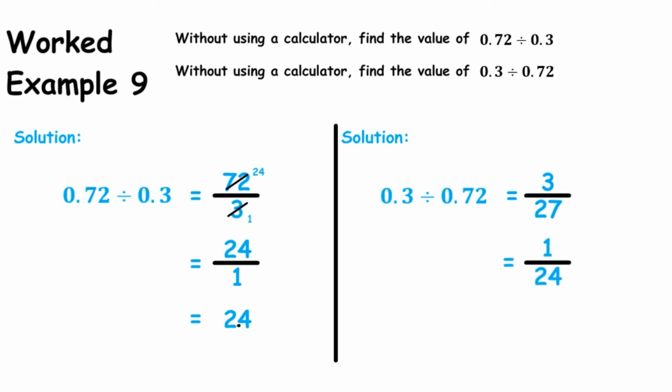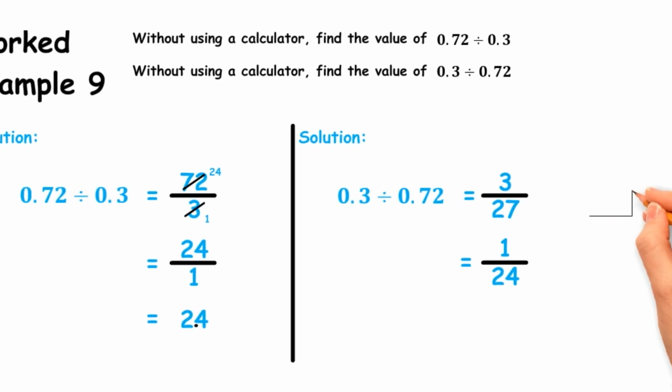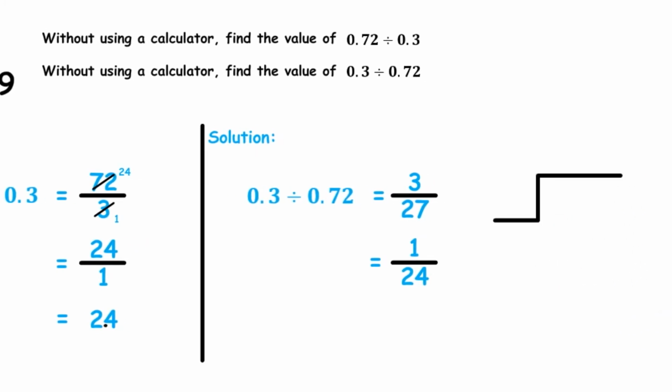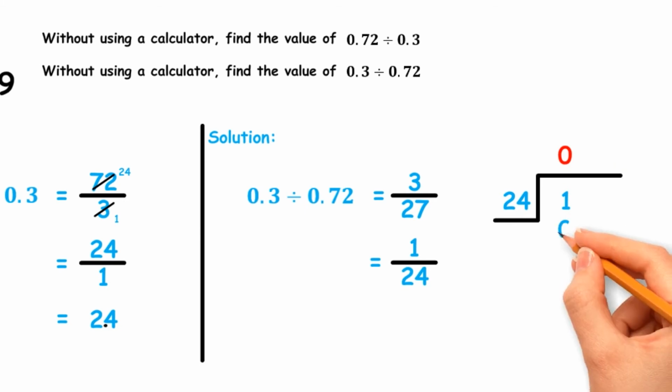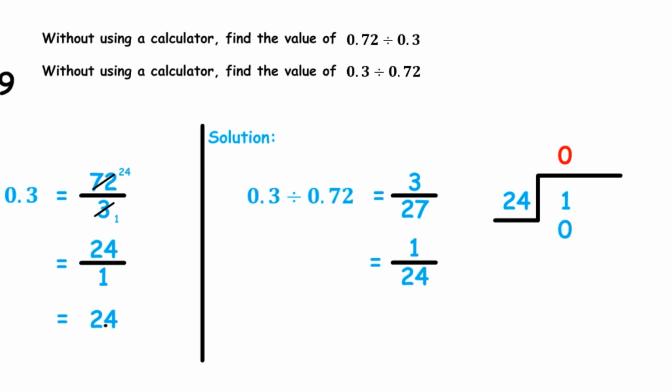Now, how do we convert it to a decimal? We have to divide it manually. The upper number should be inside and the lower number should be outside. Now, 1 is not a multiple of 24, so the number in the 24 table that fits is 0. 24 times 0 equals 0. 1 minus 0 is 1.